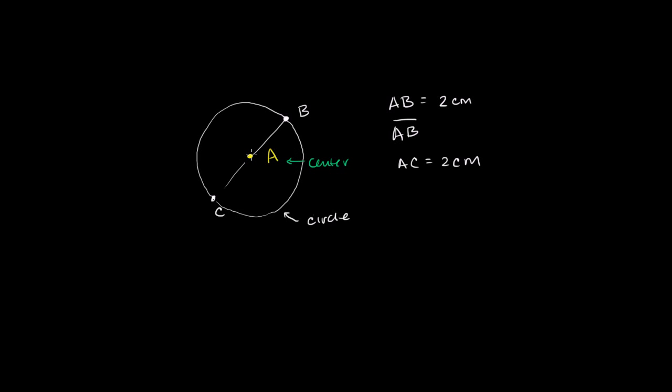What I want to do is think about what line segment AB is. AB connects the center, and it connects a point on the circle itself. Remember, the circle itself is all the points that are equal distance from the center. So any line segment that connects the center to a point on the circle, we would call a radius. And so the length of the radius AB over here is equal to 2 centimeters. And you're probably already familiar with the word radius, but I'm just being a little bit more formal.